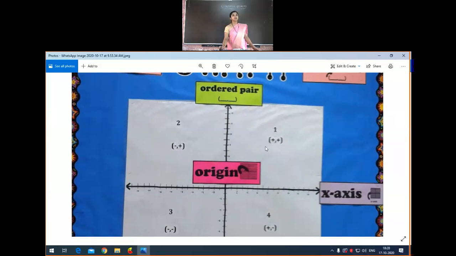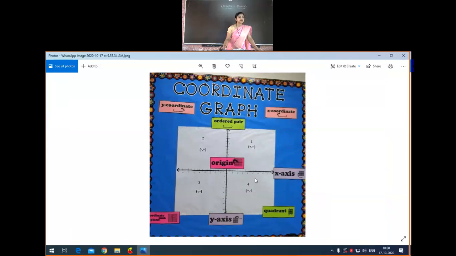Okay, so you all have the idea of this, no? So what is this ordered pair? An ordered pair is nothing but we always write the x and y values in brackets. First we write the x value, then second we write the y value. This is called an ordered pair. Together this is called coordinates. Coordinates decide the location of the point.